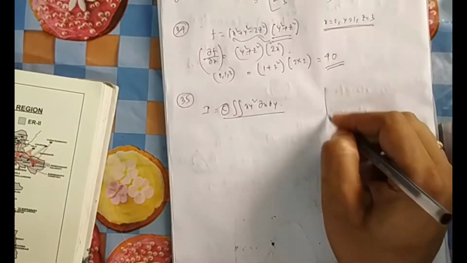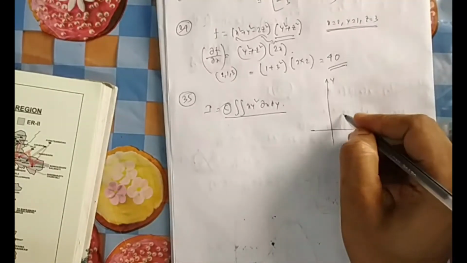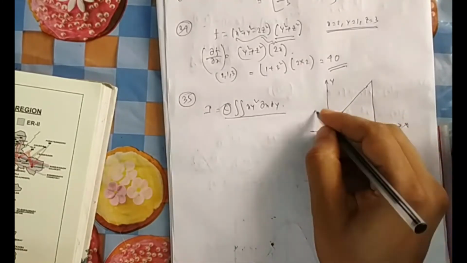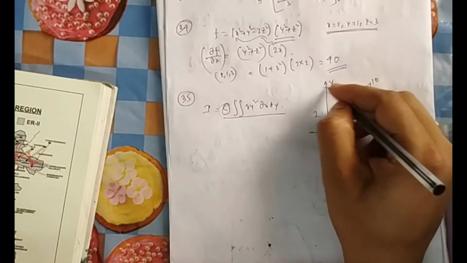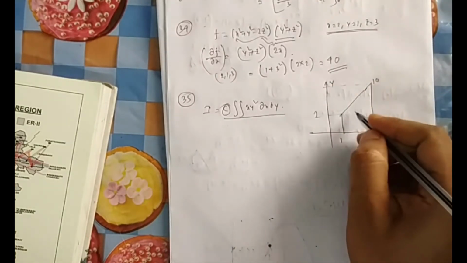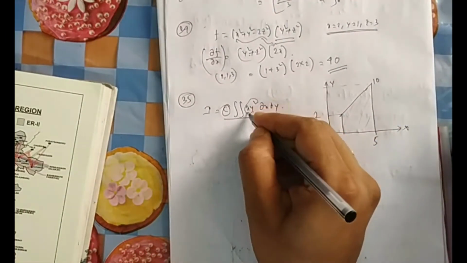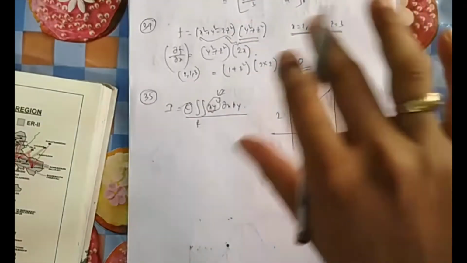So they have given this area, this is x, this is y, and something of this shape. This is 1, 2, 5, 10, I guess. This level is 10. This is 2. So this is your area. So again, this is the function. So the function, you don't think about this function.